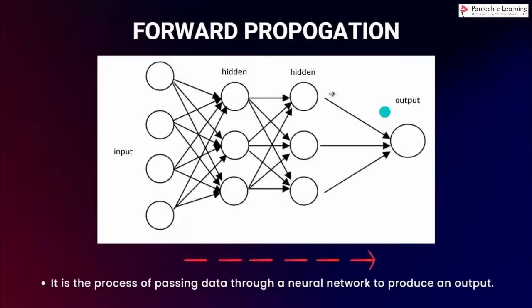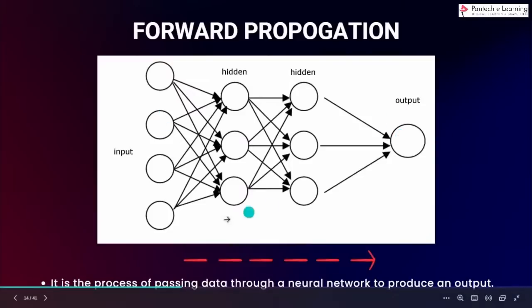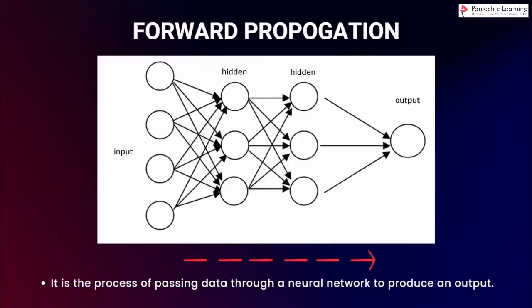And this is what is known as forward propagation. Some input is received, the processing is done and given to the next layer, and then the processing is done there and given to the next layer, and then finally to the output layer. That's how the processing will go. This one step from input to output is called forward propagation. It is the process of passing data through a neural network to produce an output. It goes in one direction, from input to the hidden layers to the output.